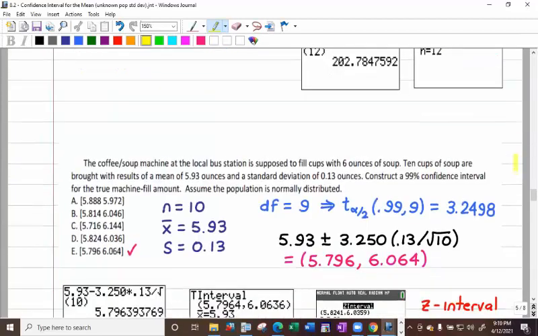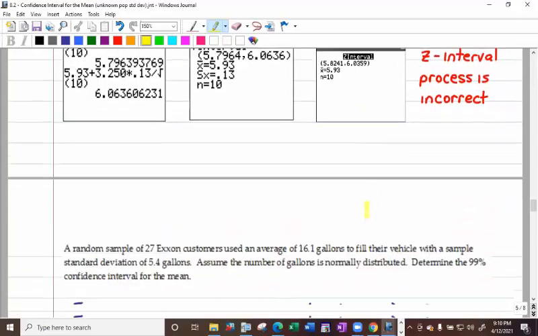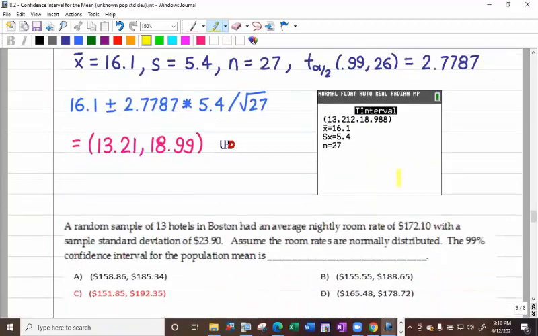Let's see. Oh, this was one where that happened, actually. This problem I got here, I'm not going to work this one out, but I did it as a Z interval. No, I guess not. Yeah, if you did it as a Z interval, you would get answer D. But the correct answer is E. Yeah, I don't know, but I'm saying that could happen. Okay.